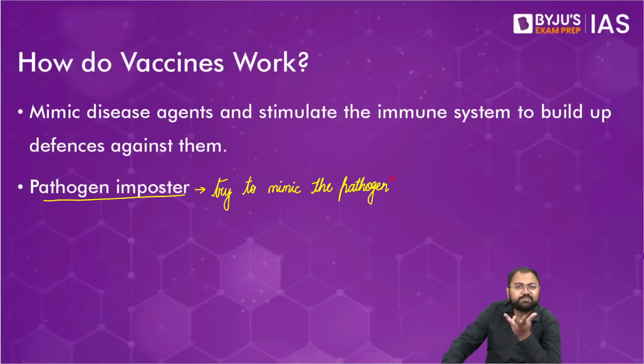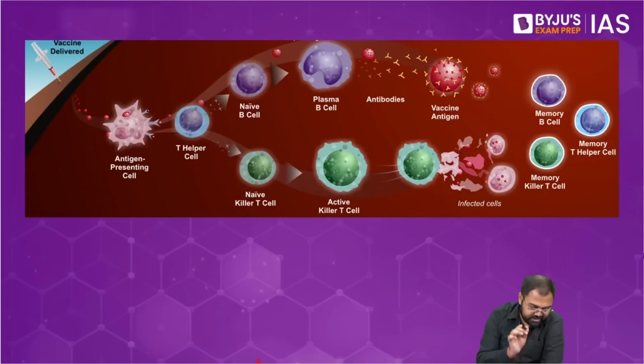Now, looking like this pathogen, how does it help? How does it help that this looks like a twin of the pathogen, although it's not the same pathogen? Maybe even if it is the same pathogen, you have already killed it before you are inserting it in the body. Then how does it help? And this is where we need to understand how the vaccines work. All right, the working of vaccine. So just understand the entire story of what happens here.